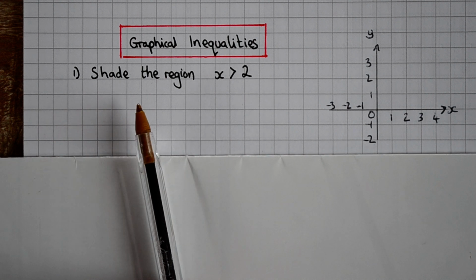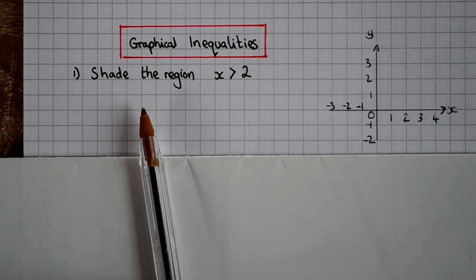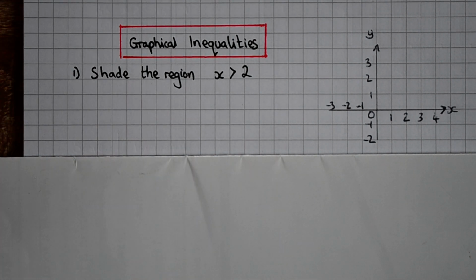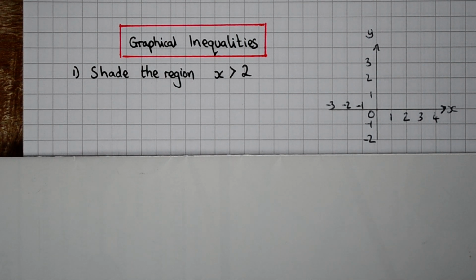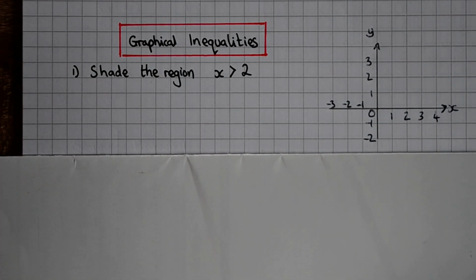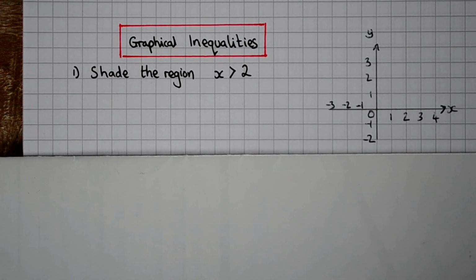In example 1, we're asked to shade the region x is greater than 2. So to find the boundary between x is greater than 2 and x is less than 2, we first of all need to draw the line x equals 2. So the line x equals 2 is a vertical line through 2 on the x-axis.